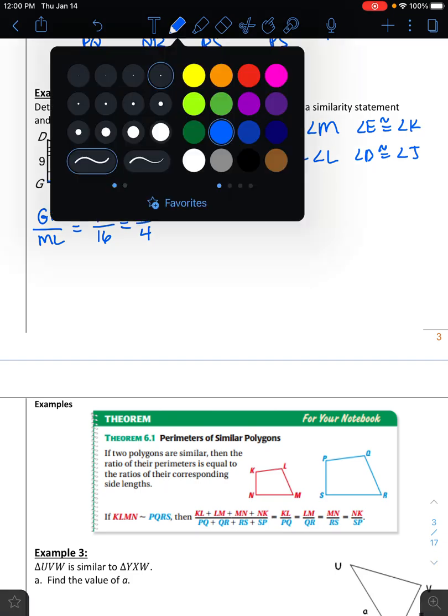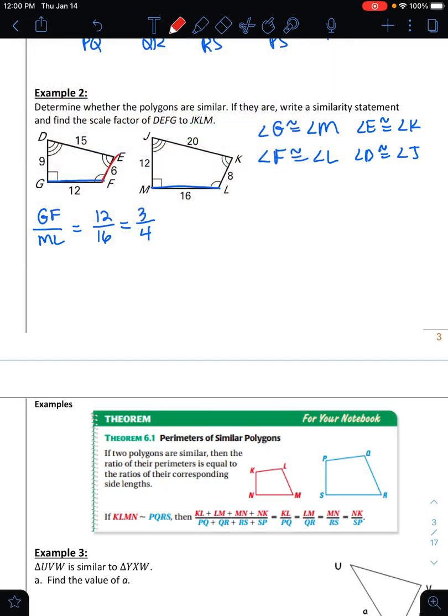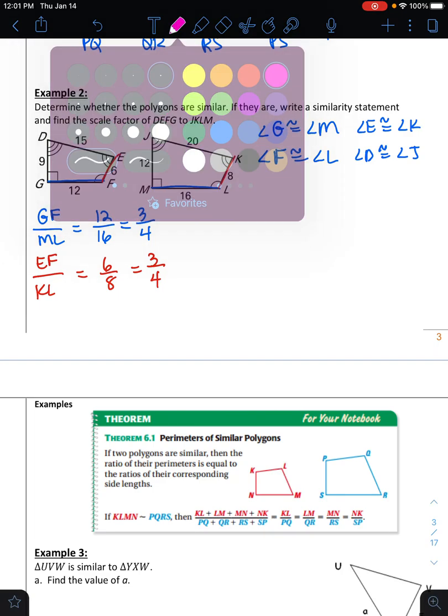Okay, let's move on. Maybe I'll just do some color coding here. EF and KL are corresponding sides. So EF over KL would be 6/8. Divide by 2, okay, that gives me 3/4. So it's looking good. It's looking like these probably are similar, but let's just keep going.